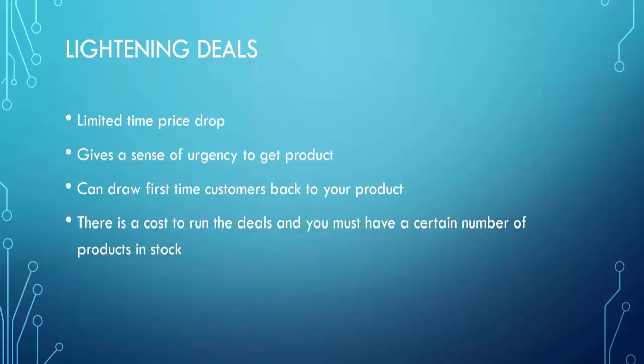There is a cost to run the deals, and you must have a certain number of products in stock. So for example, at the moment, the cost to run a lightning deal is $150. And depending on what the product is, the inventory levels can be 20 to 100 and higher than that actually. So it's important to take into account what that required quantity is before you can run the lightning deal.